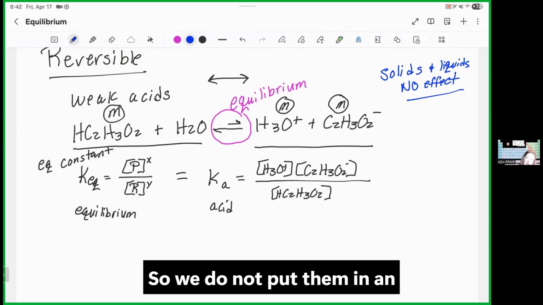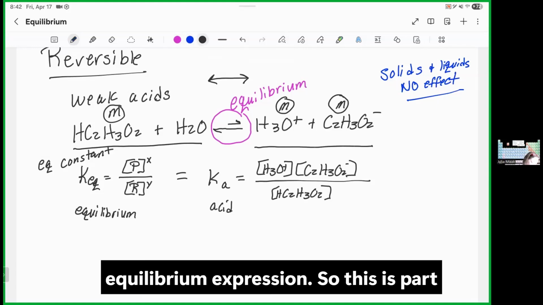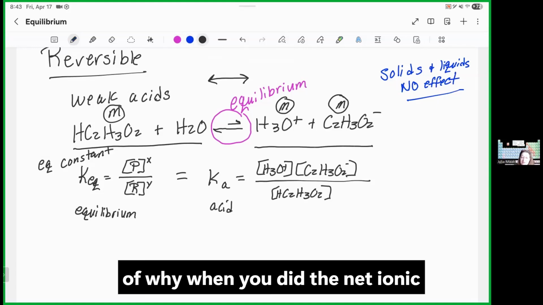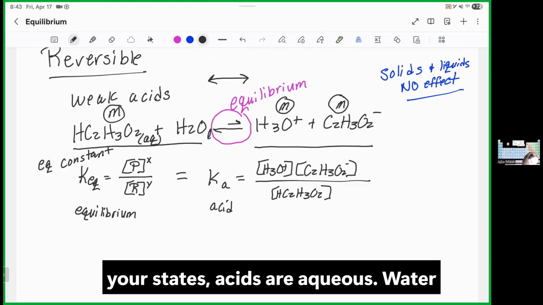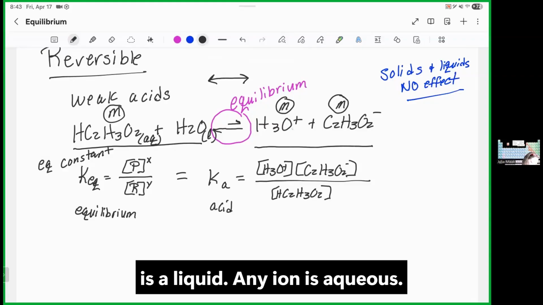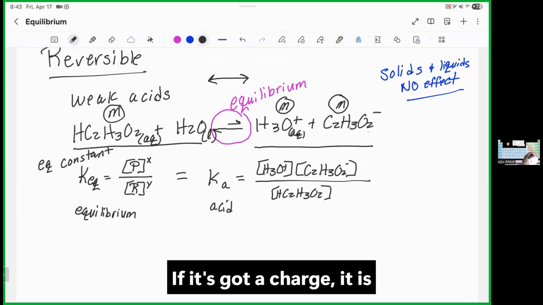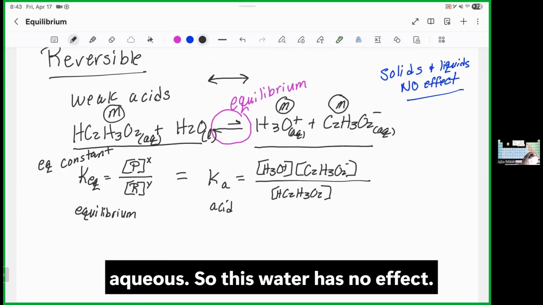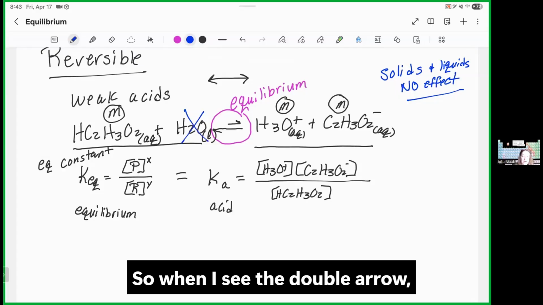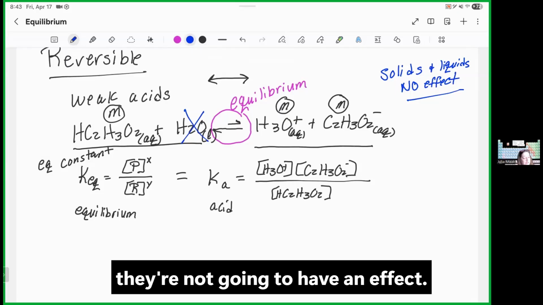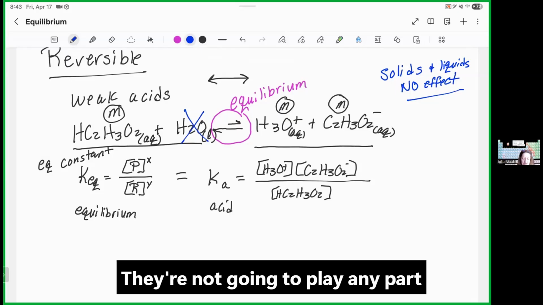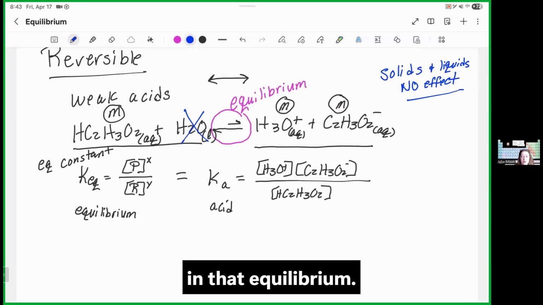So we do not put them in an equilibrium expression. This is part of why, when you did the net ionic equations, you had to be able to determine your states. Acids are aqueous, water is a liquid, any ion is aqueous. If it's got a charge, it is aqueous. So this water has no effect. When I see the double arrow, I cross out solids and liquids because they're not going to play any part in that equilibrium.